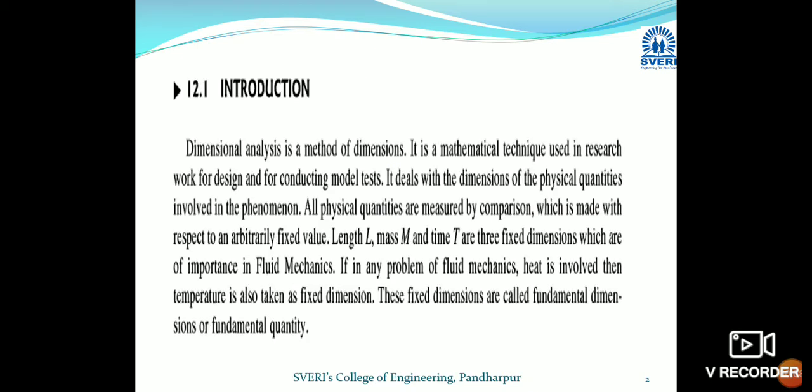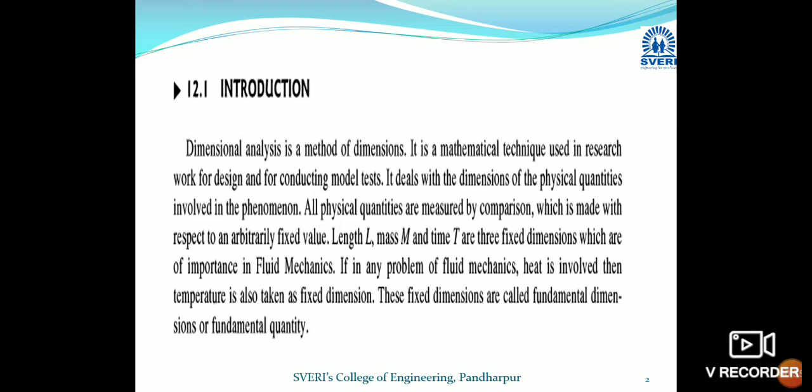Today we are going to see what is meant by dimensional analysis, the importance of dimensional analysis, and the methods of dimensional analysis. So dimensional analysis is a method of dimensions. It is a mathematical technique used in research work for design and conducting model tests. It deals with the dimensions of the physical quantities involved in the phenomena.